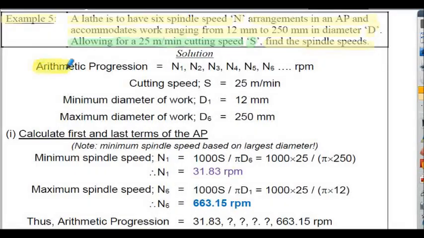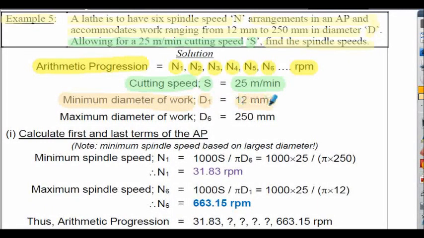So in this case, our arithmetic progression will consist of 6 terms, N1, N2, N3, N4, N5 and N6, each representing a spindle speed in RPM, revolutions per minute. We're informed in the question that the cutting speed, capital S, is 25 meters per minute. The question also states that the minimum diameter of work to be machined, labelled as D1 here, is 12 millimeters, and the maximum diameter of work, labelled D6 here, is 250 millimeters.